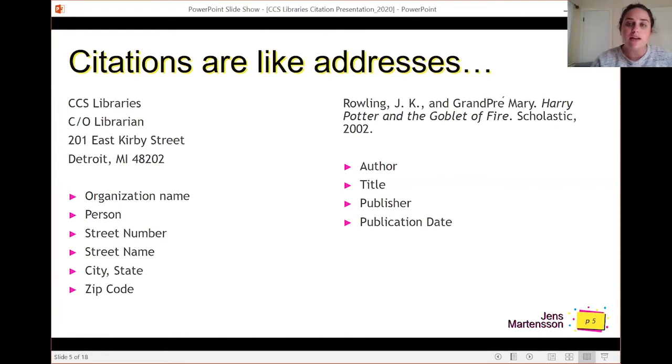On the right-hand side, we have a version of the Harry Potter book, and it tells us different pieces of information. Similar to an address, a citation also has parts, and in this case, it's the author, title, publisher, and publication.